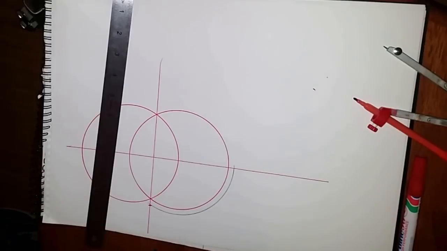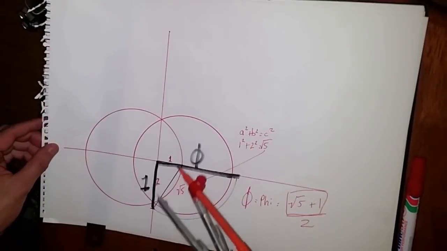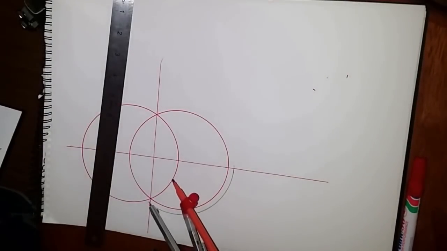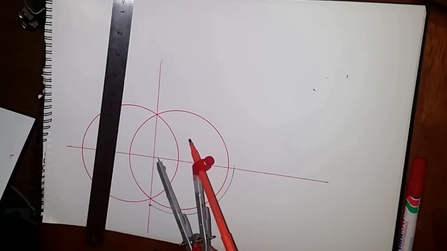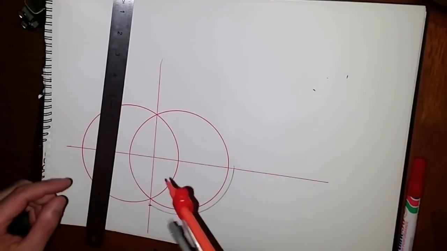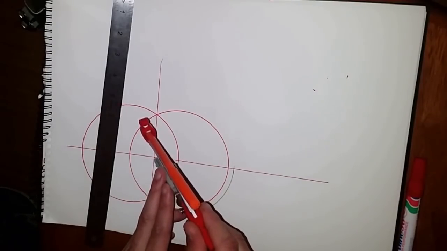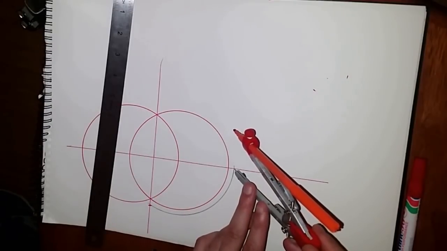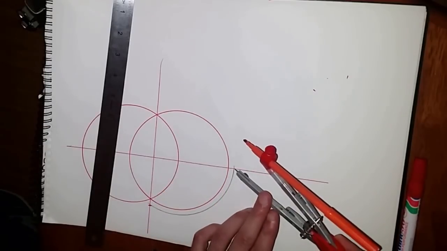Now, what we want to do now is, as a proportion, that's 1 to square root of 5. But here, if we're defining that as 2, that would be 2 to, and this length would be phi times 2. So what I want to do now is, we can do that easier. Again, this is the original setting of the compass.